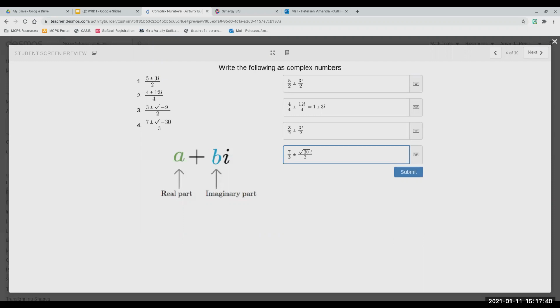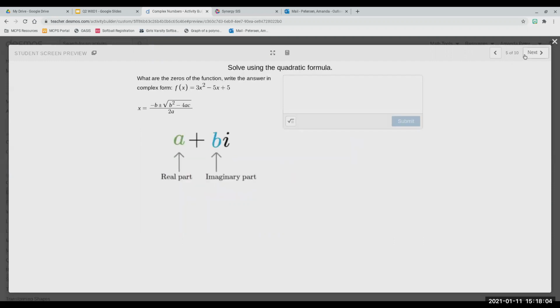So if we look at these answers, where we have 7 plus or minus the square root of -30 all over 3, ask yourself, the format of that answer, what does it remind you of? If you said quadratic formula, you would be correct. We have been solving using the quadratic formula, and anytime we got a negative under the square root, we would always say no real solution. But we now know how to find that solution, and that solution is this complex number.